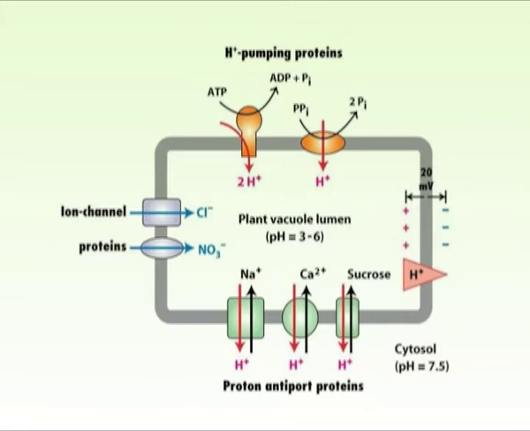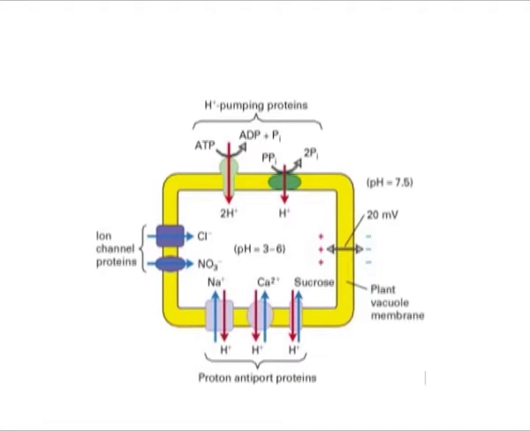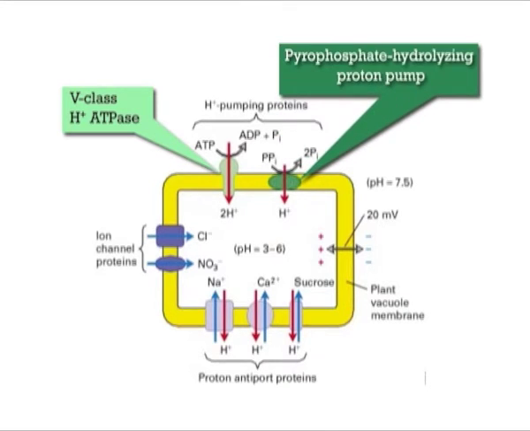So, as illustrated in this figure, the vacuolar membrane also contains chloride ion and nitrate channels that transport these anions from the cytosol into the vacuole. Entry of these anions against their concentration gradients is driven by the inside positive potential generated by the hydrogen pumps or the proton pumps. The vacuolar membrane contains two types of proton pumps, a V-class proton ATPase, which is given in light green, and a unique pyrophosphate hydrolyzing proton pump, which is given in dark green.